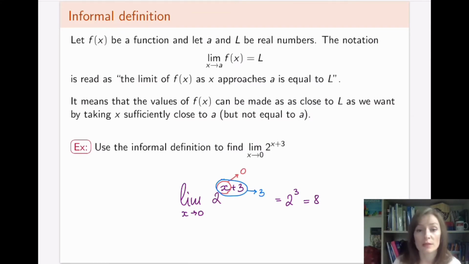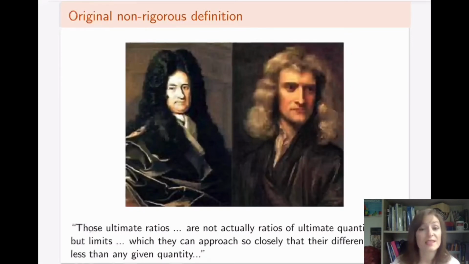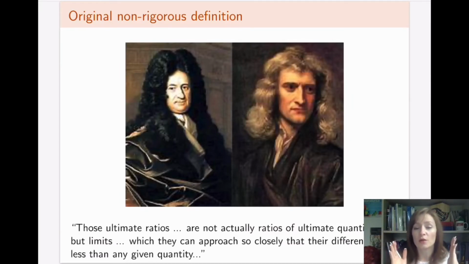Now, this is an informal definition, and this, in fact, is the definition that we will mostly work with. This definition, in many ways, is the original non-rigorous definition, because that was the definition used by Leibniz and Newton when they invented calculus in the 1700s. So those ultimate ratios are not actually ratios of ultimate quantities, but limits which they can approach so closely that their difference is less than any given quantity. So it's talking about how you can approach something infinitely closely.